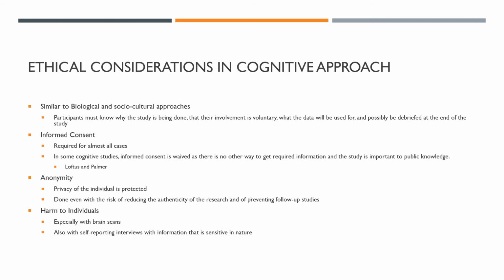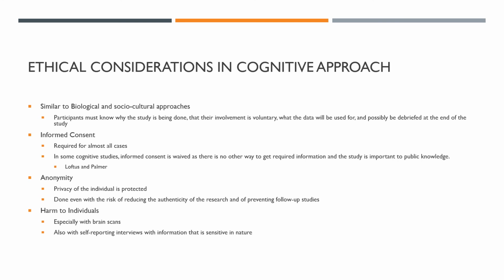The first one is informed consent. This is required in almost all cases, except for ones where deception has to be used in some way, and it is for the benefit of the science. In some cognitive studies, informed consent is waived as there is no way to get the required information. So a study like Loftus and Palmer that we're going to see in this unit had to use deception in order to learn more about the ways in which people reconstruct their memory, and sometimes that leads to different answers based on the questions that they receive.